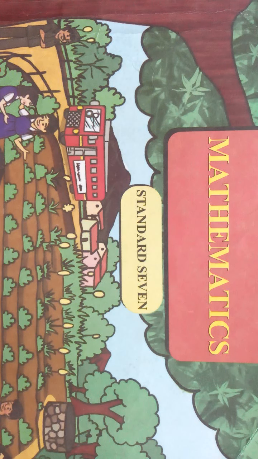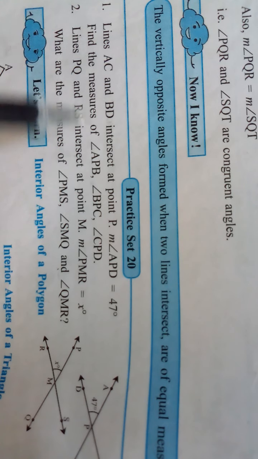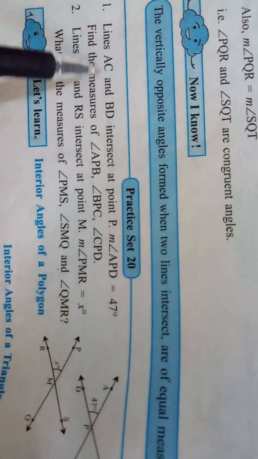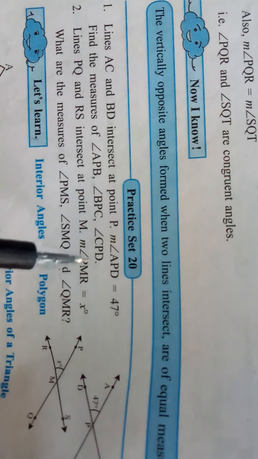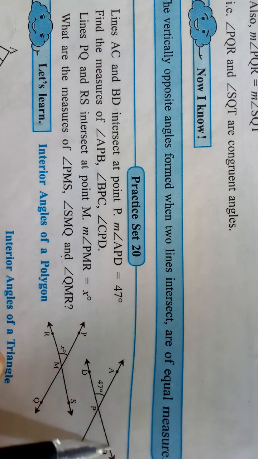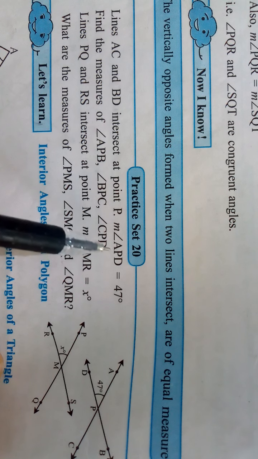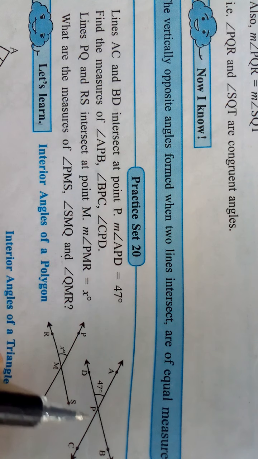Everyone. Today it's the turn of practice set 20. Here in practice set 20, this is the first example. Line AC and line BD intersect at point P. Here in the figure, line AC and line BD intersect at point P. Find the measure of angle APD.